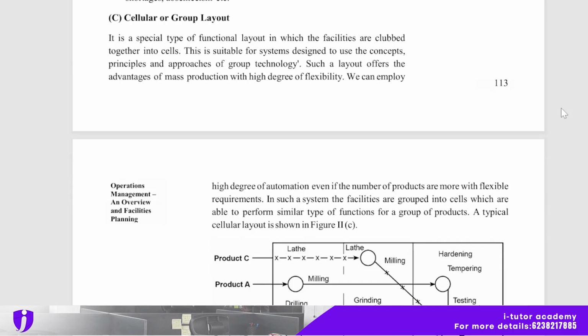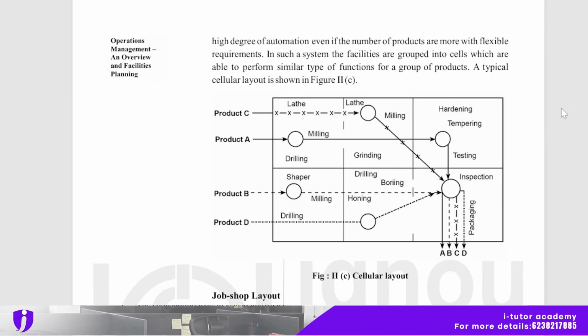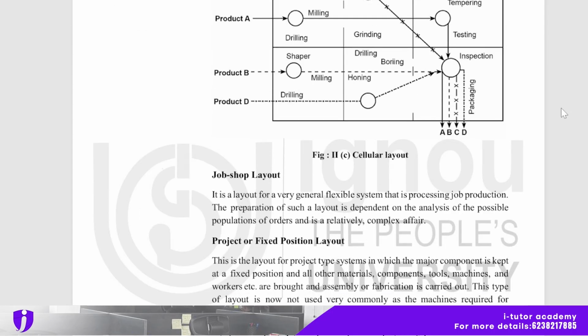Cellular or group layout. It is a special type of functional layout in which the facilities are clubbed together into cells. This is suitable for systems designed to use the concept, principles and approaches of group technology. Such a layout offers the advantages of mass production with a high degree of flexibility, and we can employ a high degree of automation even if the number of products is more, with flexible requirements. In such a system, the facilities are grouped into cells which are able to perform similar types of functions for a group of products. A typical cellular layout is shown. Figure 2c is here, cellular layout. Okay.